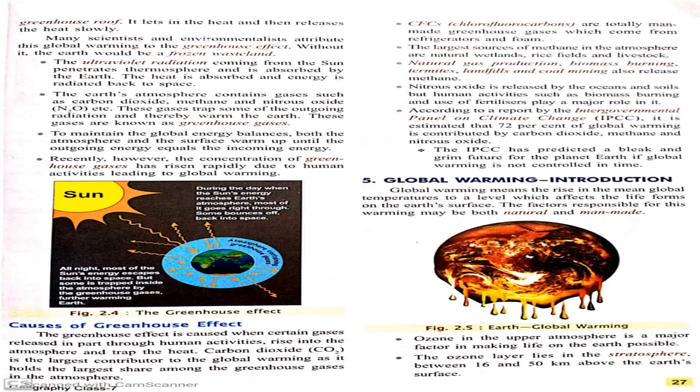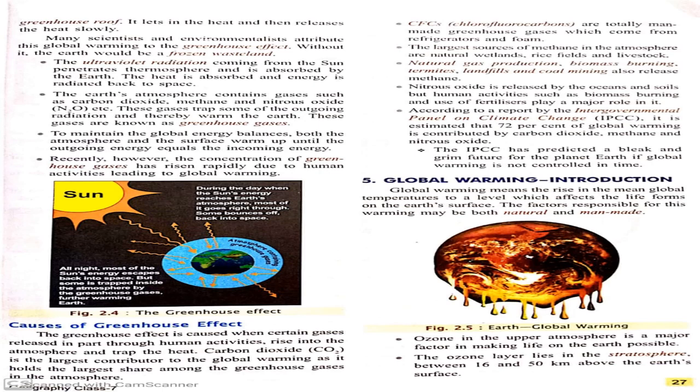Now the earth contains some gases such as carbon dioxide, methane, and nitrous oxide. These gases trap, hold some of the outgoing radiations and thereby warm the earth. When they have trapped the outgoing radiations, the outgoing energy, then what will happen? It will warm the earth. Okay, these gases are known as greenhouse gases.